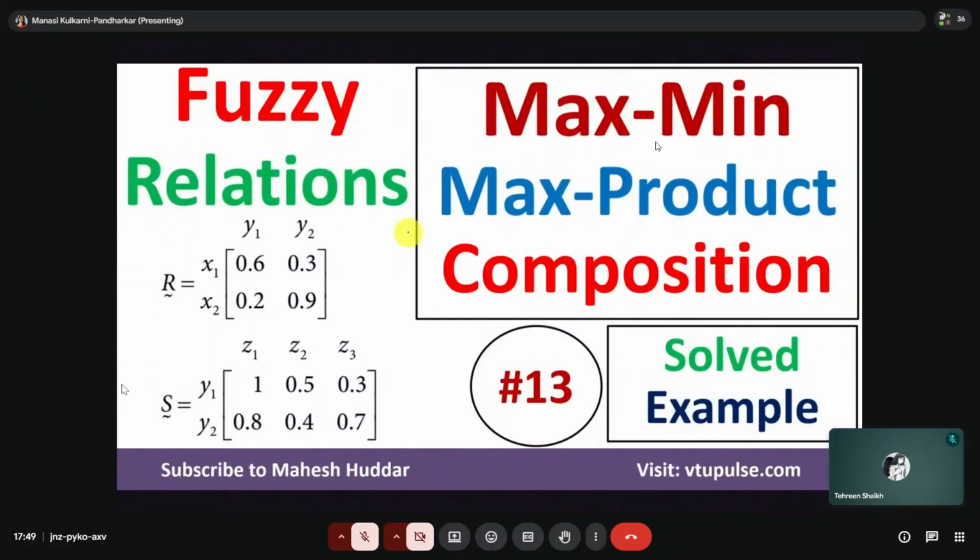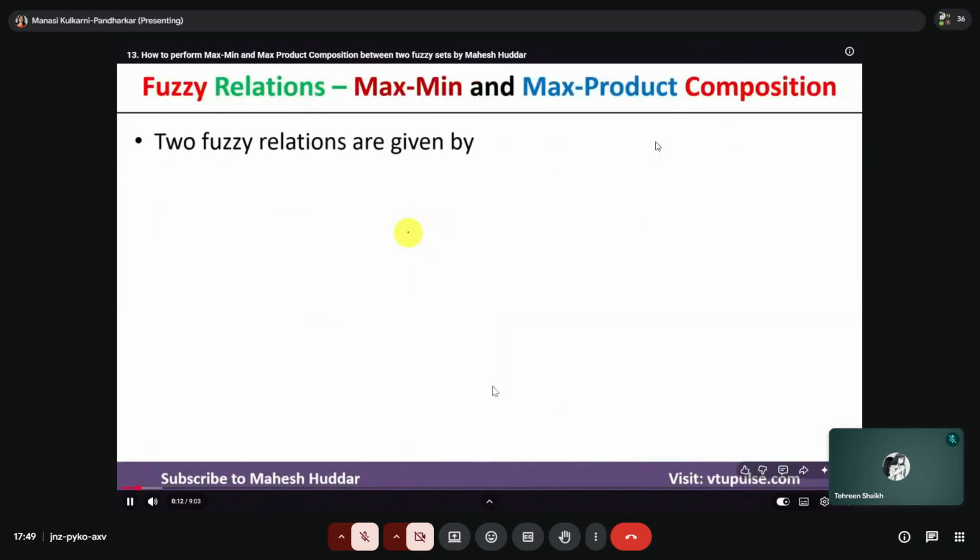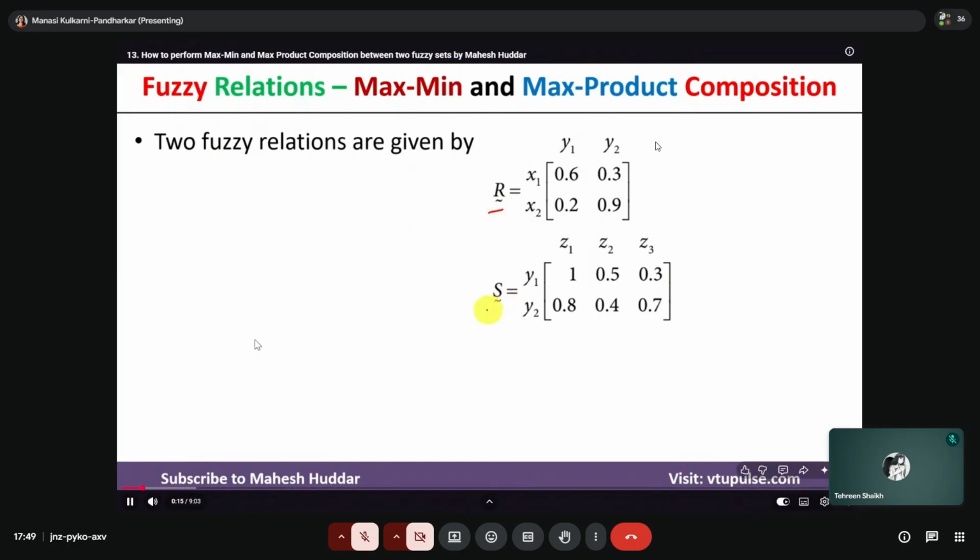Discuss how to perform max min and max product composition on given fuzzy relations with the help of a simple solved example. In this case, we have been given two fuzzy relations R and S. So first of all, I want all of you to note it down that we have been given the two fuzzy relations. One is R and one is S. So I want all of you to note it down, please. All of you note down these two fuzzy relations.